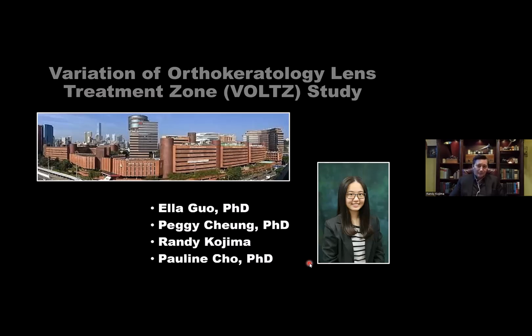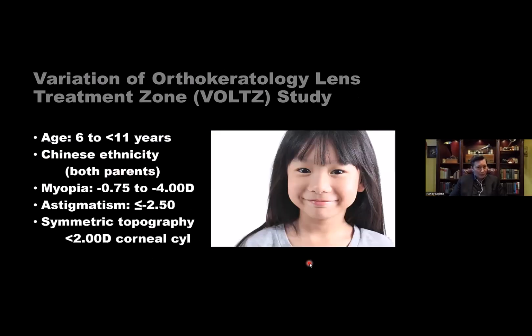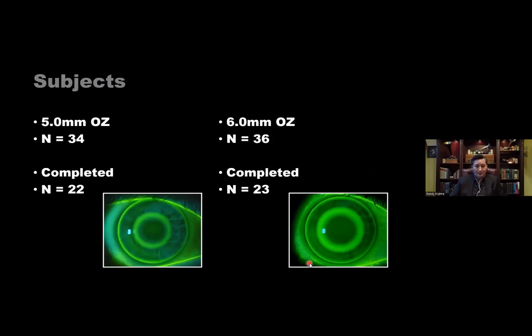And their PhD candidate, who's now a PhD after completing the VOLTZ study, Ella Guo, did all the heavy lifting in this study. What they wanted to do was look at Chinese eyes, of course, the vast majority of patients in Hong Kong, patients with up to 4 diopters of myopia and up to 2.5 diopters of astigmatism. So moderate myopia, but relatively high astigmatism, all Chinese patients. And we put them into a 5 mm optic zone on the one eye, our novel lens, and then a conventional 6 mm optic zone on the other eye.